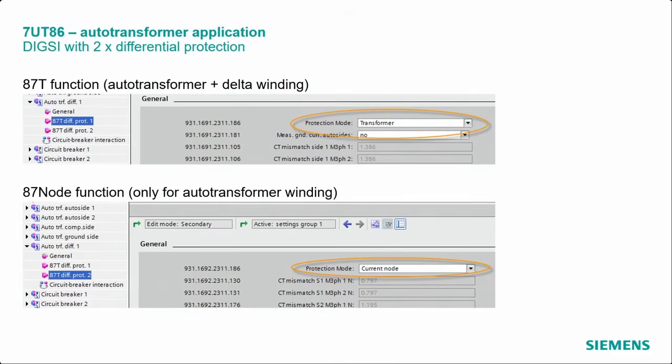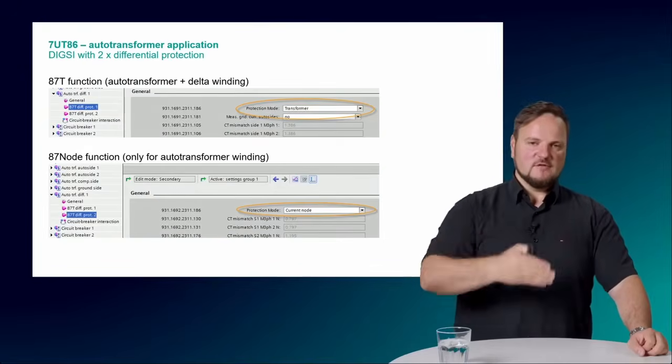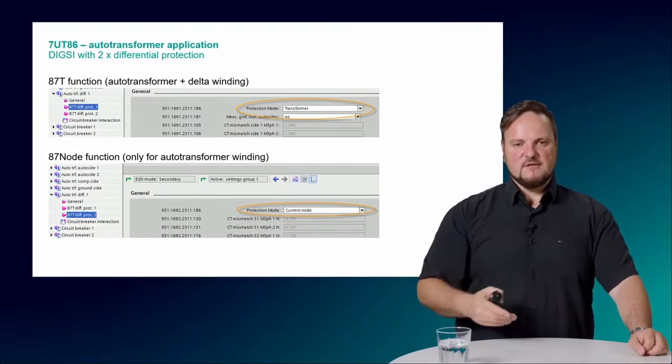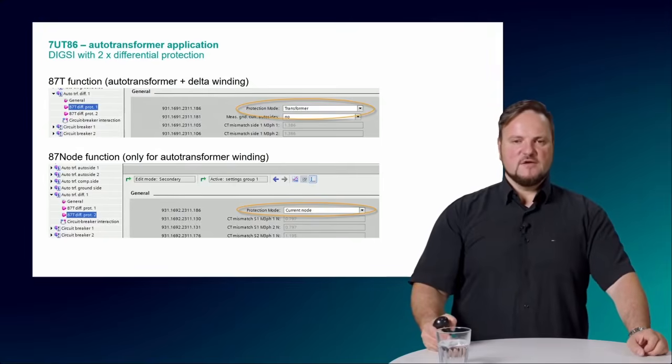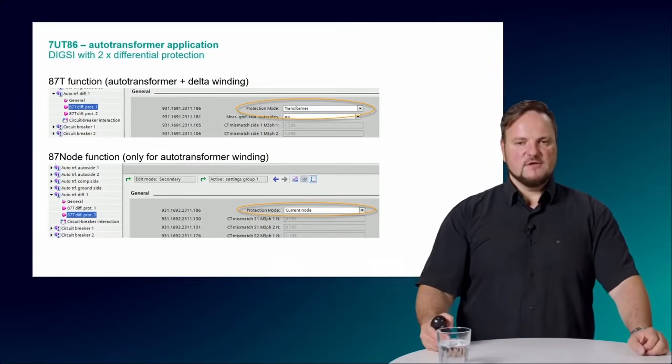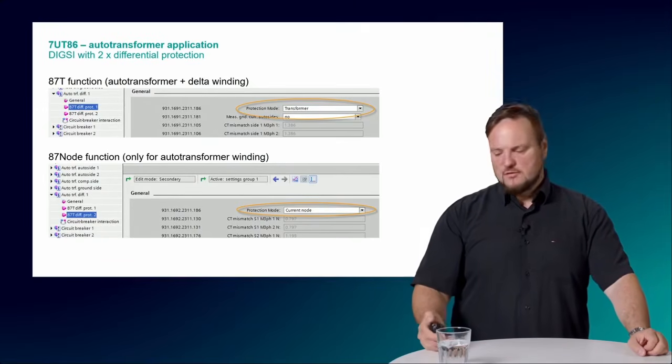And here the 87 node is working only for the galvanic coupled windings. So that means auto transformer side 1, auto transformer side 2, and the ground side. And everything is galvanic coupled with each other. So therefore we need only a simple current node protection.